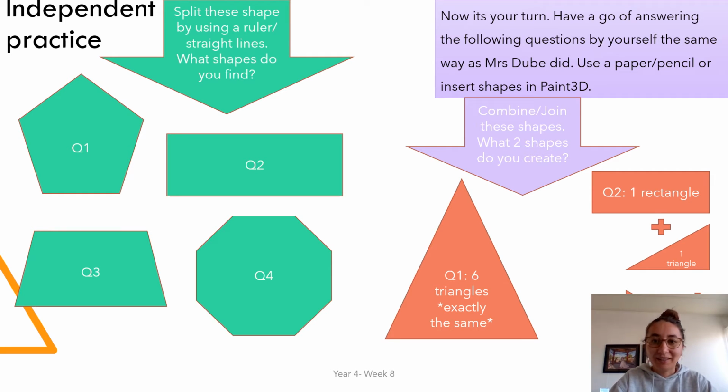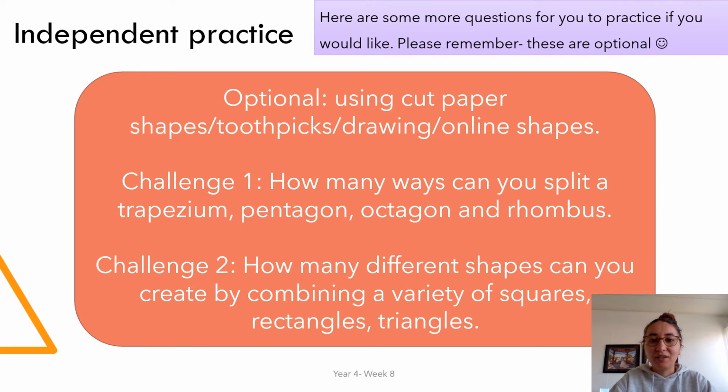Now let's have a look at the optional activity. Your optional task, using cut paper, shapes, toothpicks, drawings or online shapes. So you can cut shapes out with a piece of paper, draw them, cut them out, and then have different little pieces around you. You can use toothpicks to make them, join them together with some gum, whatever works for you. You can draw, you can use online shapes.